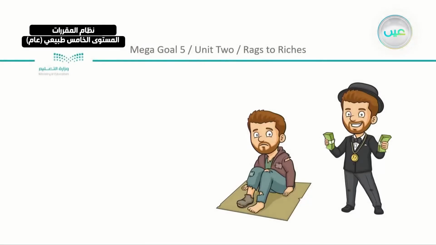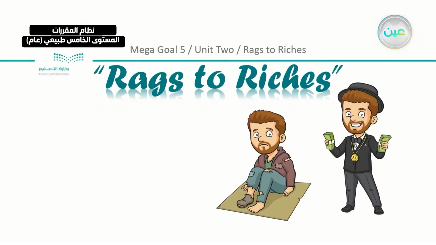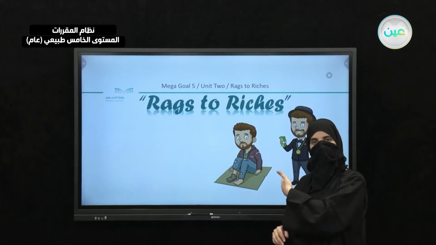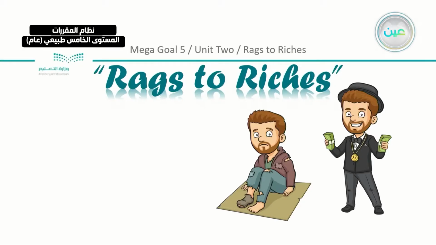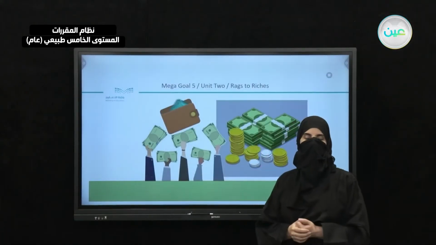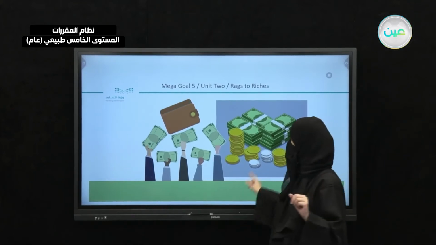Okay, so let's see. After that, back to our basic title, which is Rags and Riches. We can see this young man, and here we have the idea of rags and riches. Now there's a question for you. What changes the condition from rags to riches? What changed this man's condition from being this to this? So here the answer is obvious, which is, of course, money. So money is an important factor, but there's a question also for you.